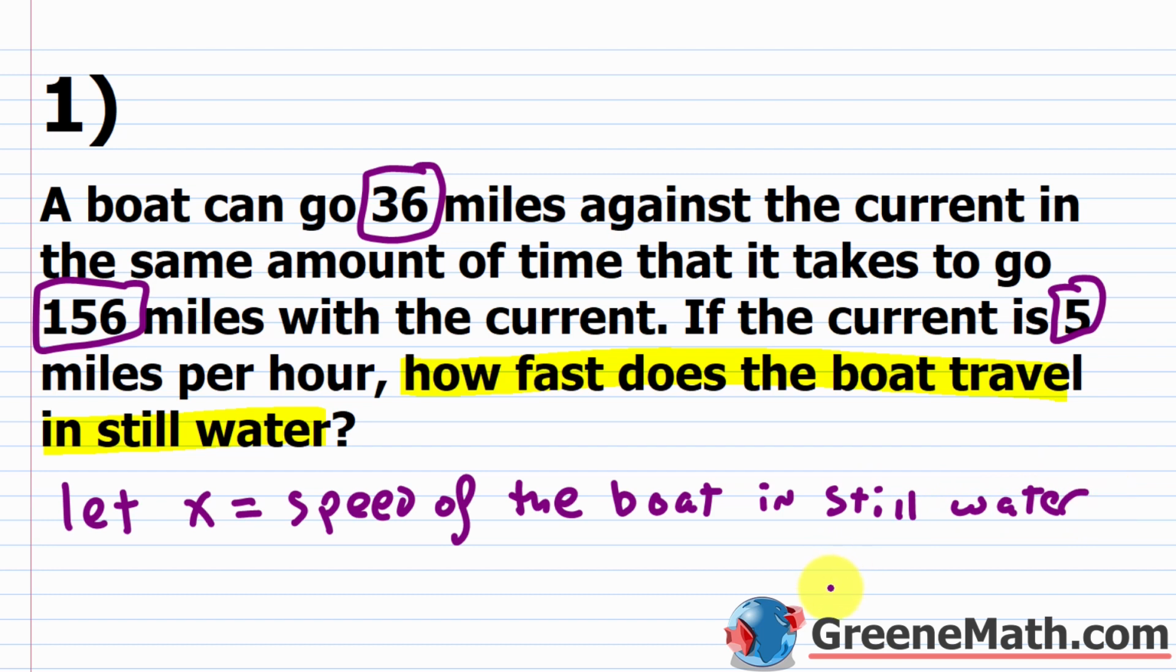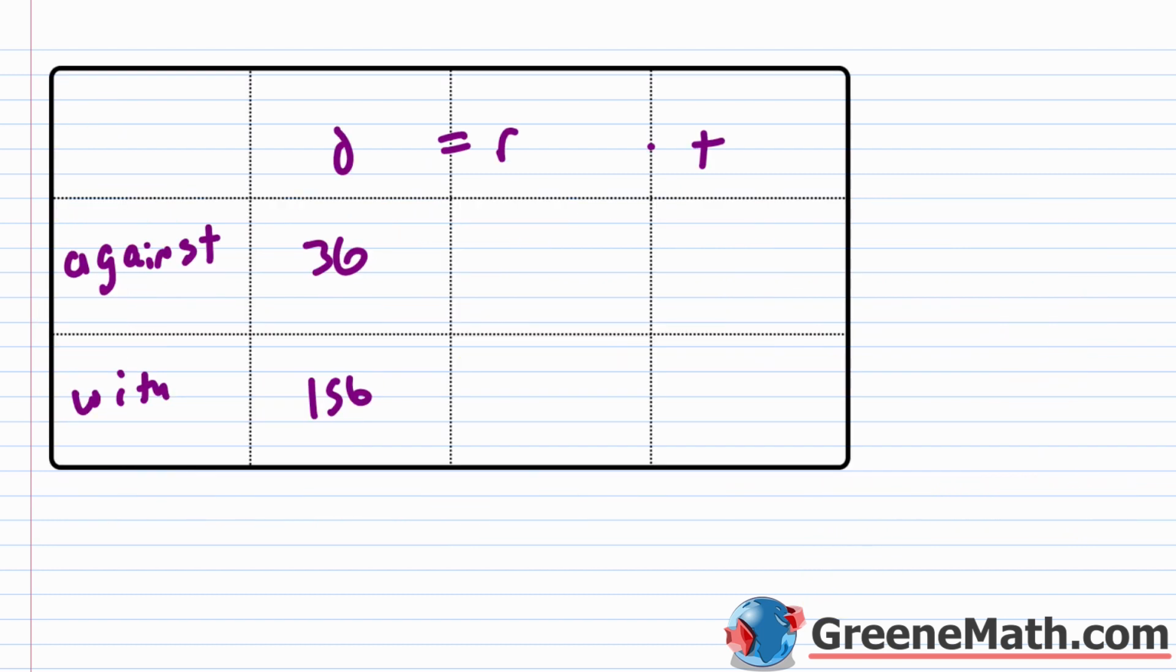Okay, so let's come down here and say that the rate when we're going against, we have the speed of the boat in still water, which is x, and I'm fighting the current, so I need to subtract away the current, which is 5 miles per hour, so minus 5. Then for the scenario where we're going with, now it's pushing on me or helping me, so it's the speed of the boat in still water, which is x, plus 5, which is the speed of the current. So I have my distance and I have my rate, but I do not have a time.